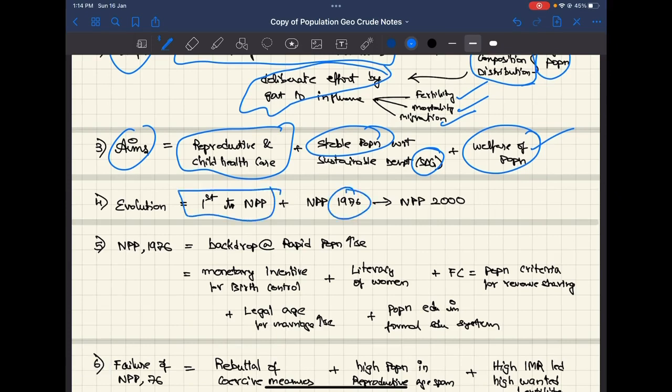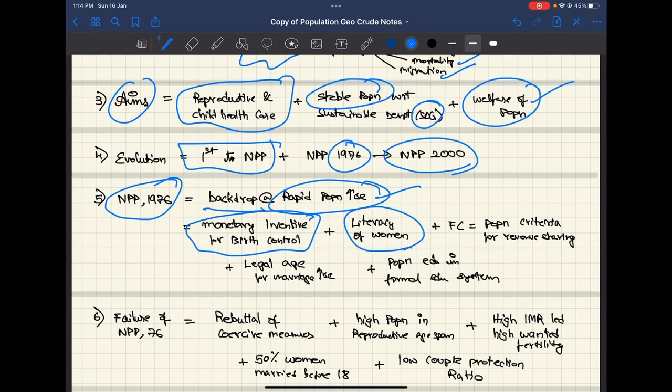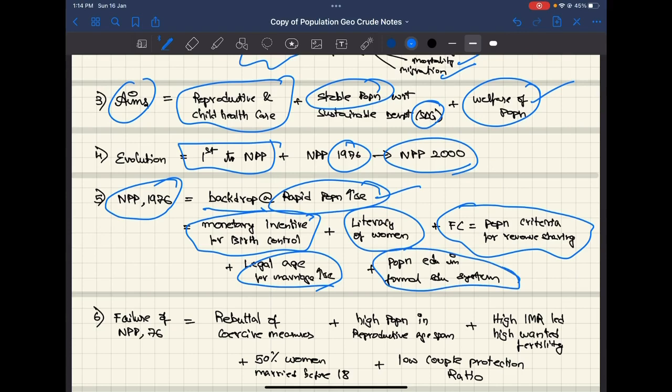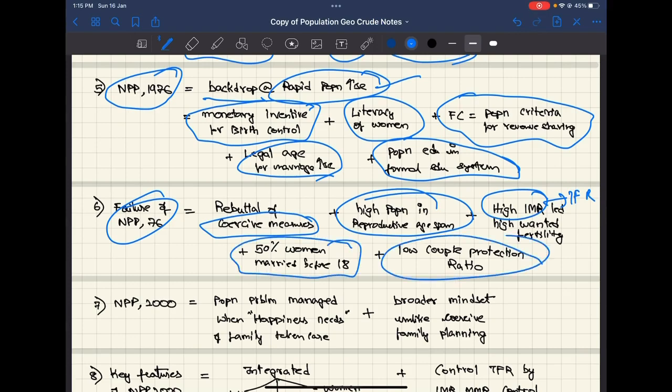It was in 1976. Later we have NPP 2000. So NPP 1976, the backdrop was rapid population increase, and it followed the policy of monetary incentive for birth control, women literacy. Finance Commission gave some weightage to population control, and legal age for marriage was increased for boys and girls, and population education in the formal schooling system. The 76 NPP failed because of coercive measures, high population in reproductive age span, high MR led to high TFR, and 50% women were married before 18, low couple protection ratio.